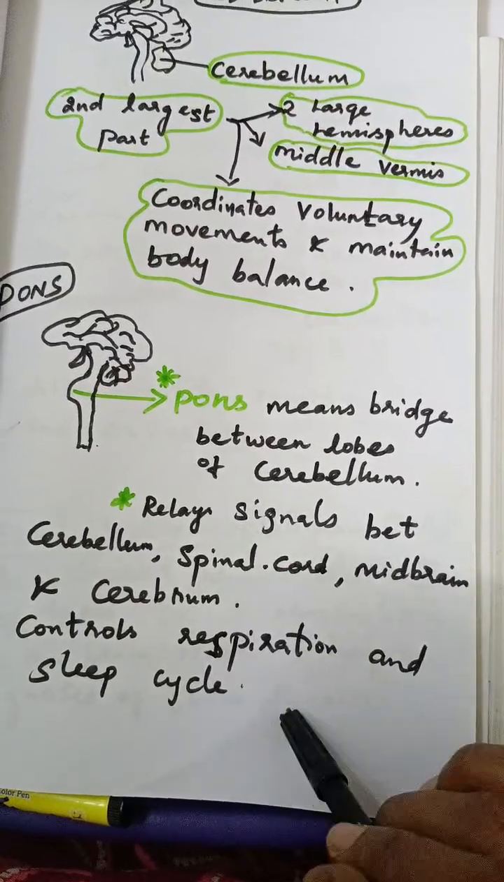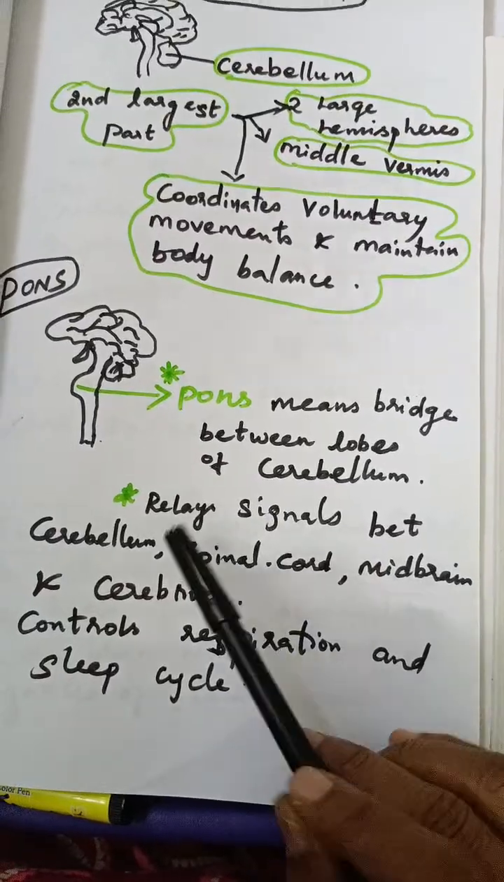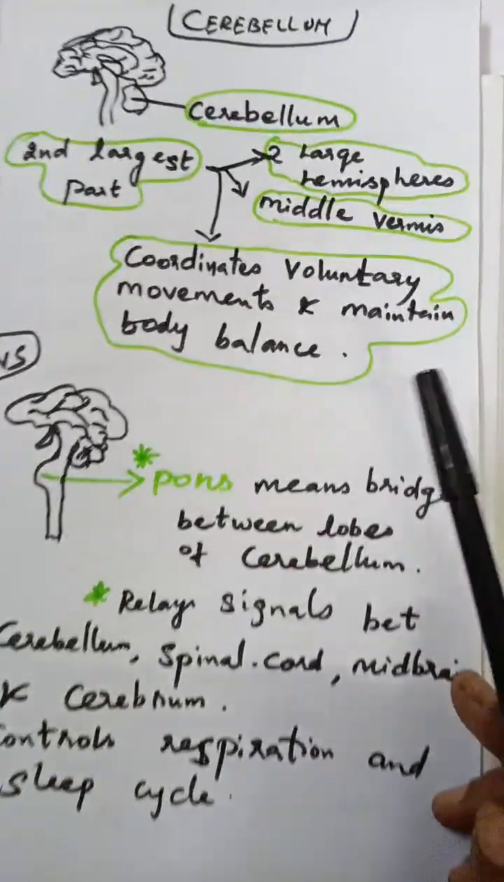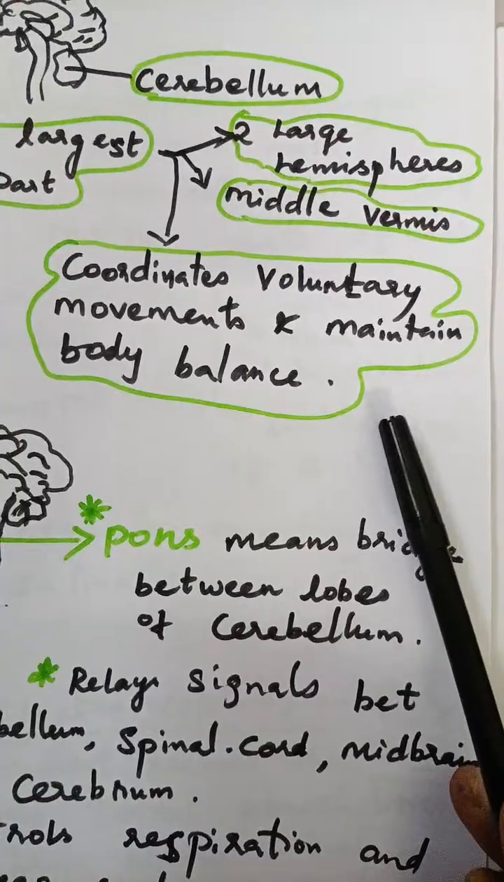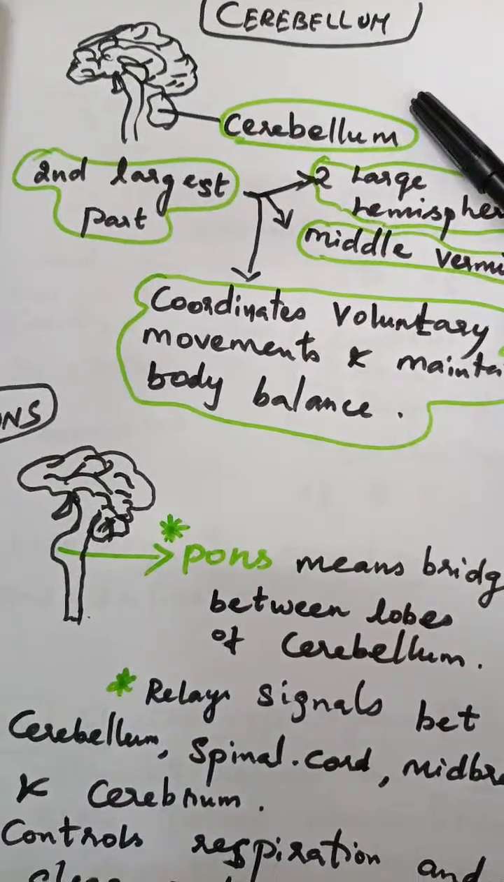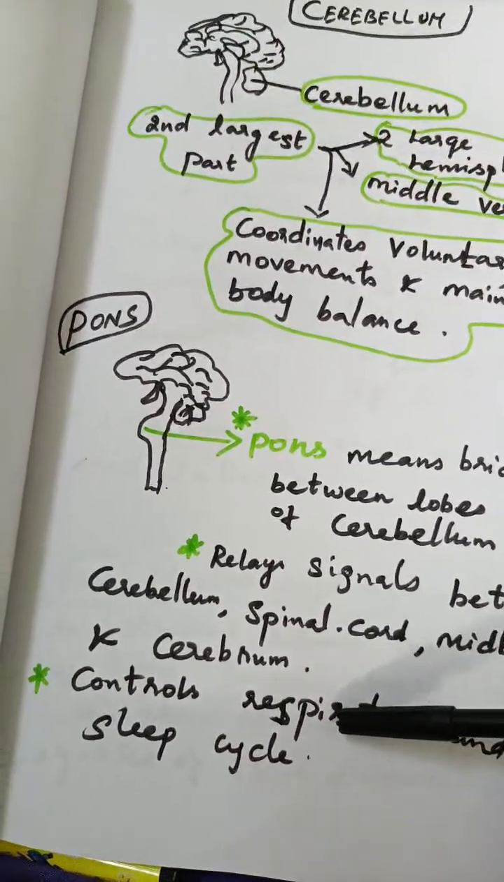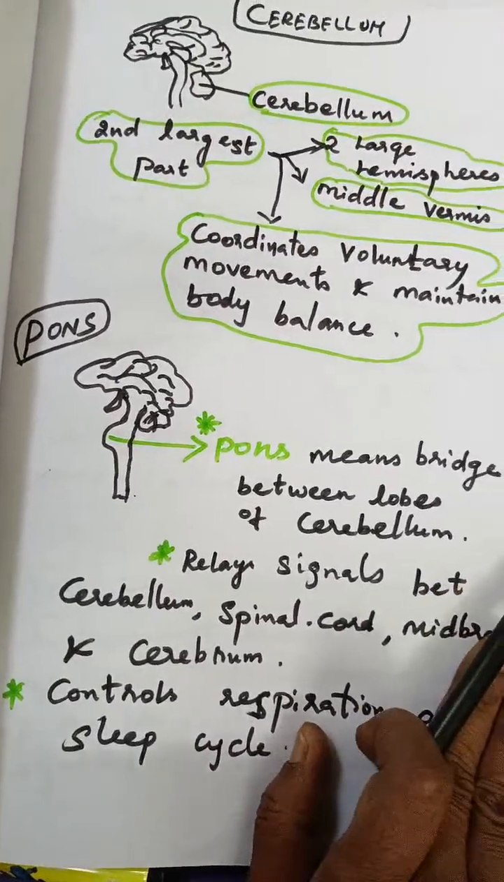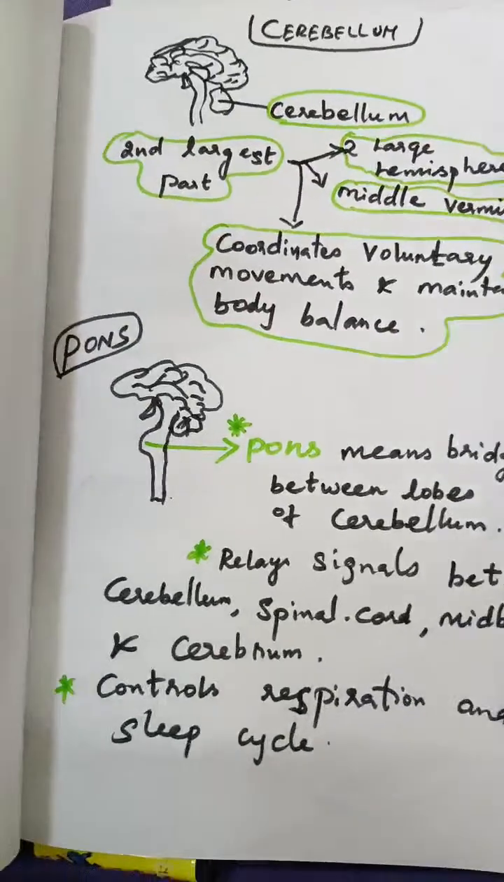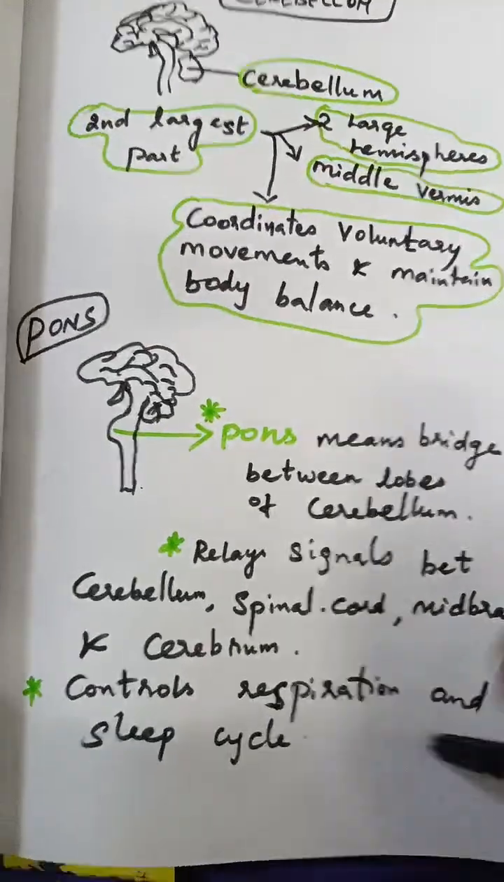So the sleep cycle is also controlled by the pons. Your body balance is controlled by the cerebellum, whereas the pons regulates the sleep cycle. So this is about the cerebellum and the pons.